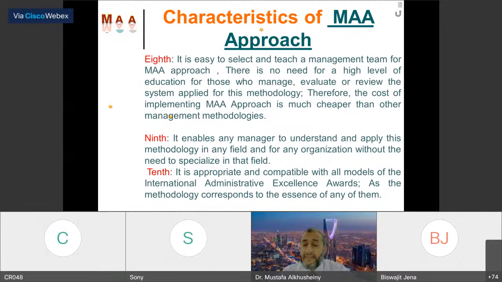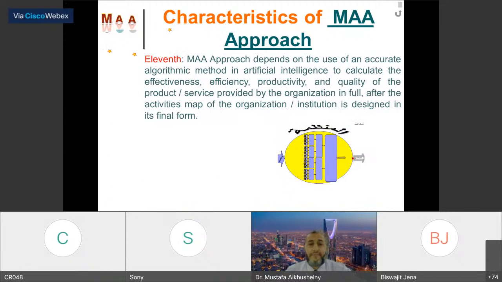It's appropriate and compatible with all models of the International Administrative Excellence Awards, as the methodology corresponds to the essence of any of them. Also, my approach depends on the use of accurate algorithm methods in artificial intelligence to calculate the effectiveness, efficiency, productivity, and the quality of the products or service provided by the organization in full after the activities map of the organization is designed in its final form.